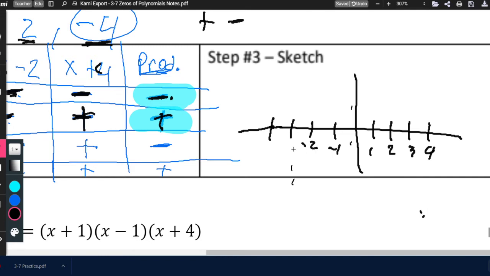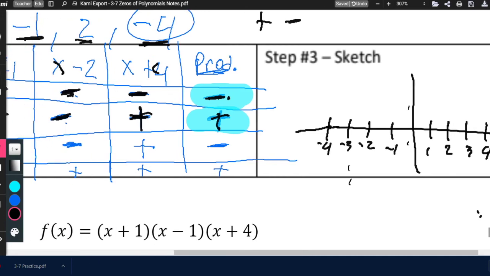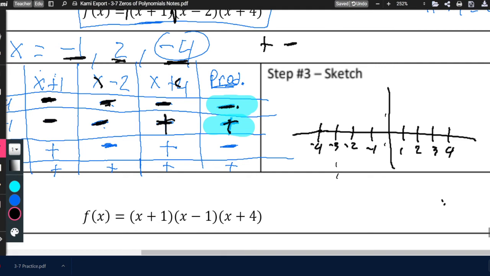So -2, -3, -4. So if we look back over here, we have zeros when x equals -1. So that means that x equals -1, it's on the x-axis. When x equals -4, it's on the x-axis. And at x equals 2, it's on the x-axis.